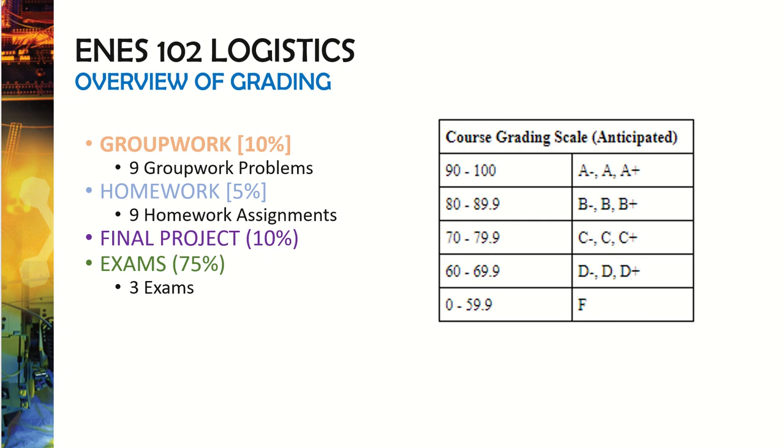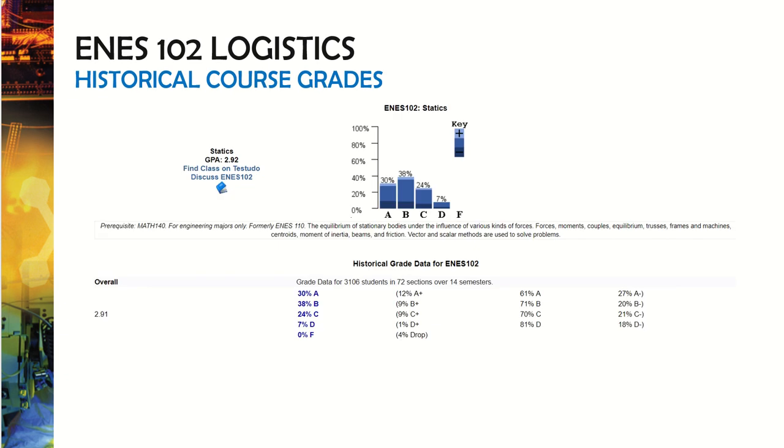Now, because I've been a student before, I know a lot of you may be nervous about grading, and a lot of you are probably very hopeful that you want to get an A. If we look historically at all of the course grades that have been given for ENES 102 in the history of the University of Maryland, here's what you see. You see that roughly 30% of students get an A, 38% get a B, and 24% get a C.